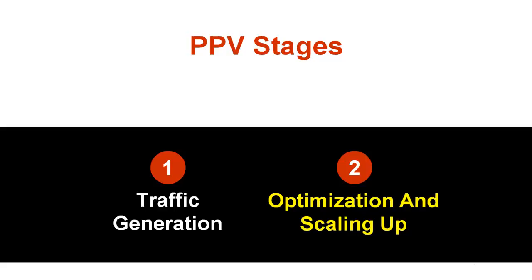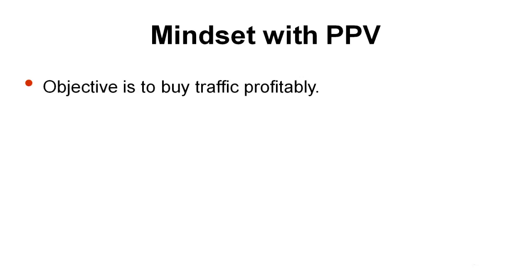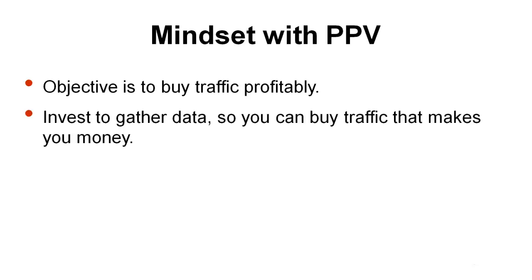Yeah, this is a very critical stage, and you need to have the right mindset if you are going to be getting results with PPV. Now, the objective with PPV is really that we simply want to buy traffic profitably. The fastest way to get those insights is you need to invest, you need to spend money to gather data, so you know exactly where to find all that premium traffic that sells.